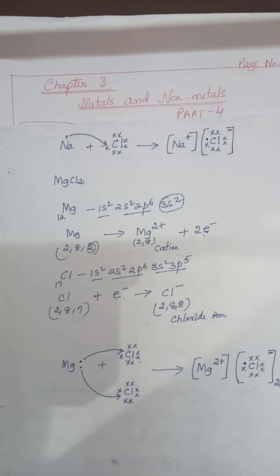What are the properties of ionic compounds? You know common salt. What is its physical state? They are solids, hard and brittle. Then they have high melting point and boiling point. They are soluble in water, you know that, and they are insoluble in organic solvents. They are good conductors of electricity in solution state.